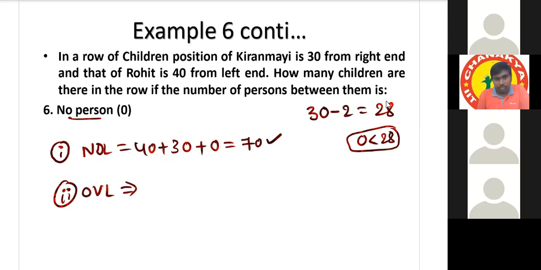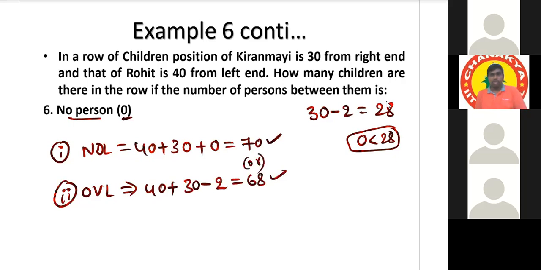Left position 40, right position 30. Now we need to subtract how much? Sir, 2. Yeah, very good. 0 plus 2, between persons plus 2 is 2. We need to subtract 2. So 40 plus 30 is 70, minus 2 is 68. That is another possible answer. So both are possible, either or case. Either this or this.